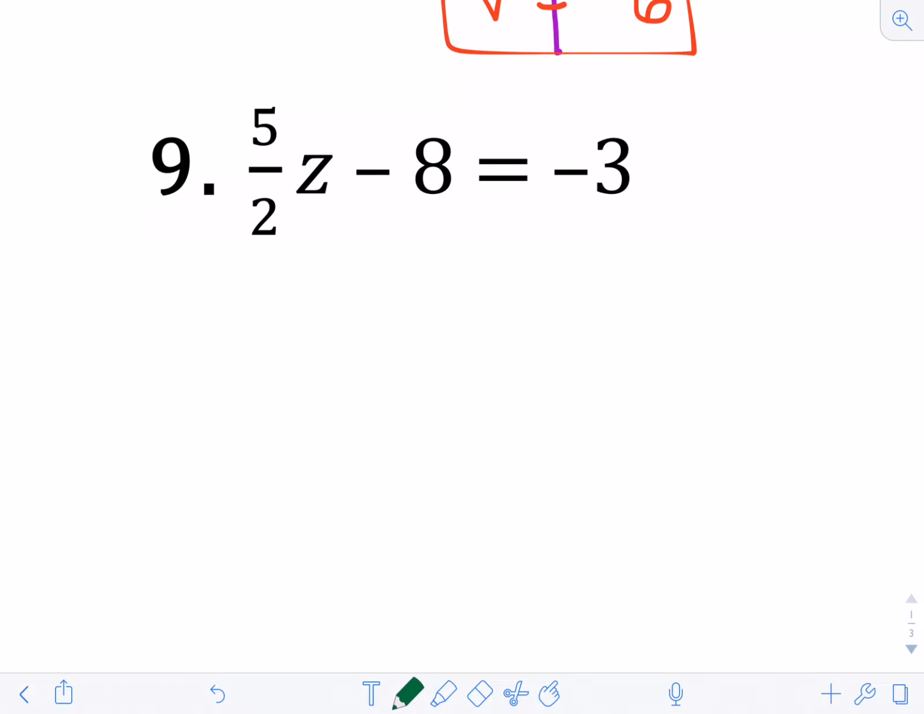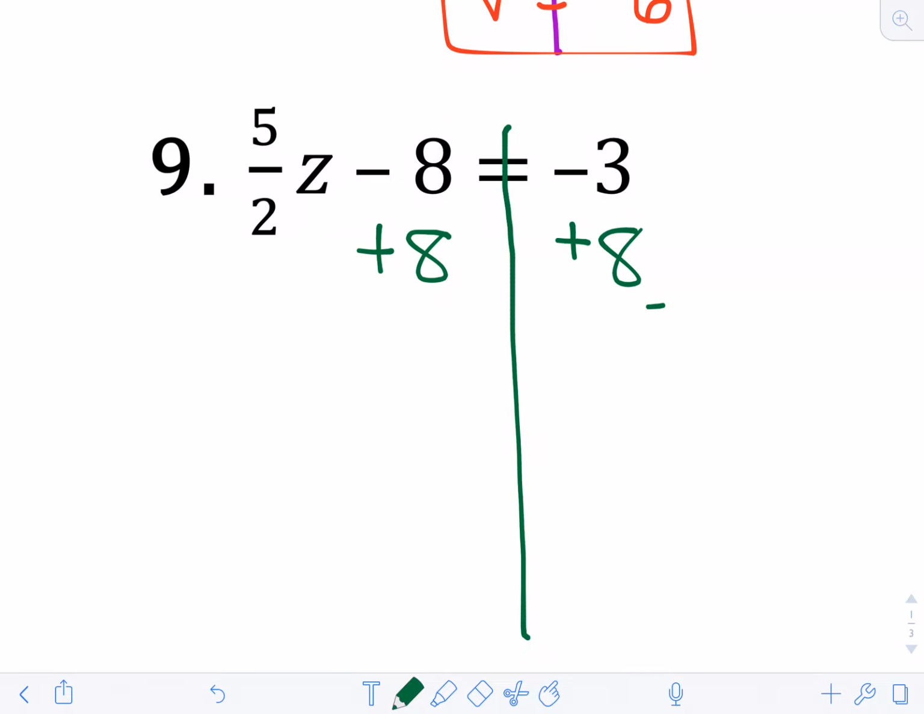Number 9. Okay, so first I'm going to draw my little fence. Keep my work organized. First question you ask yourself is, what do I need to get rid of? That's either doing the little simple addition or subtraction. Well, I have a minus 8 here. I'm going to go ahead and add 8 to both sides.